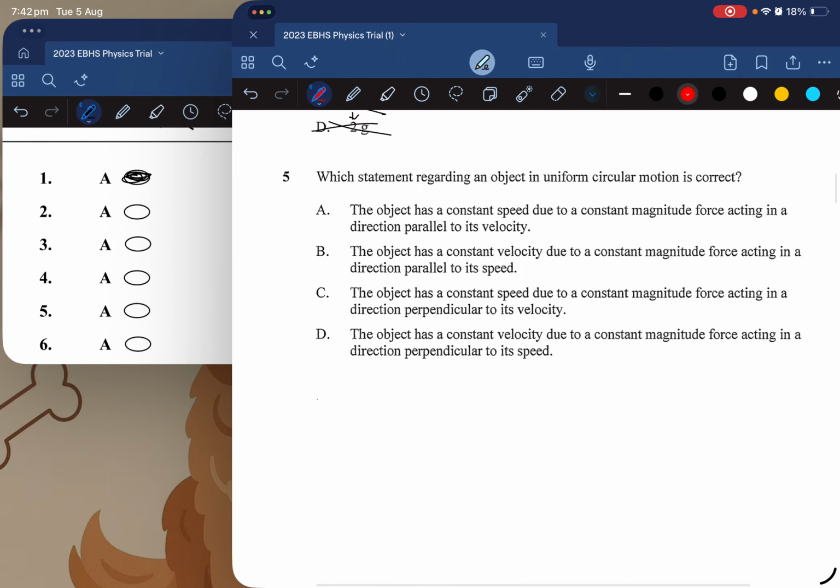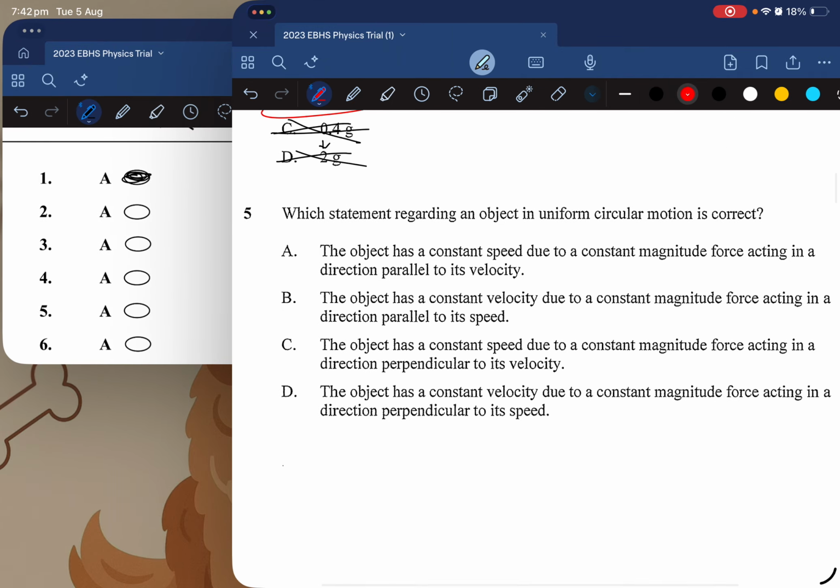Ready? Now, question 5 is about circular motion, but I want you guys to keep reading this because I want to change the song that I'm listening to. Nice.